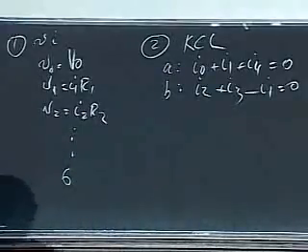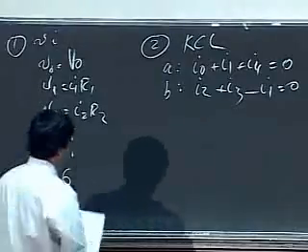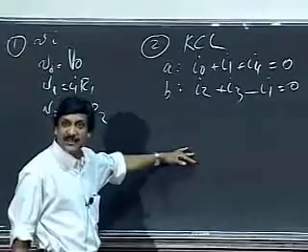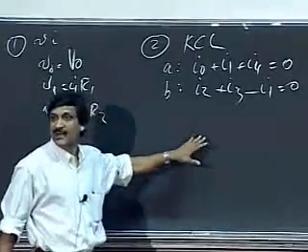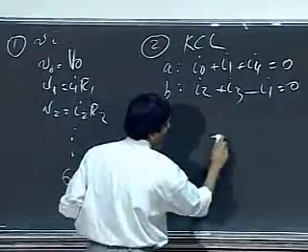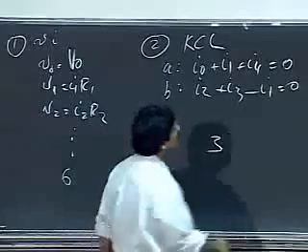Okay, so I have 1, 2, 3, 4 nodes. So I would get 4 equations. It turns out that the 4th equation is not independent. You can derive it from the others. So I get 3 independent equations out of this.